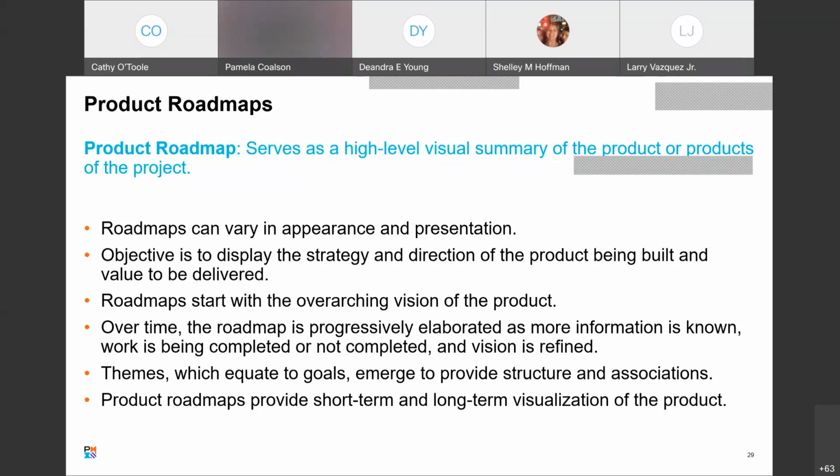Over time, the roadmap is progressively elaborated as more information is known. Work is being completed or not completed, and the vision is refined. Themes, which equate to goals, emerge to provide structure and associations, and product roadmaps provide short-term and long-term visualization of a product. So not sure if anybody's ever seen those in their line of work, but marketing does a lot of these, product marketing, and so they have them out there for lots of things that we sell today.